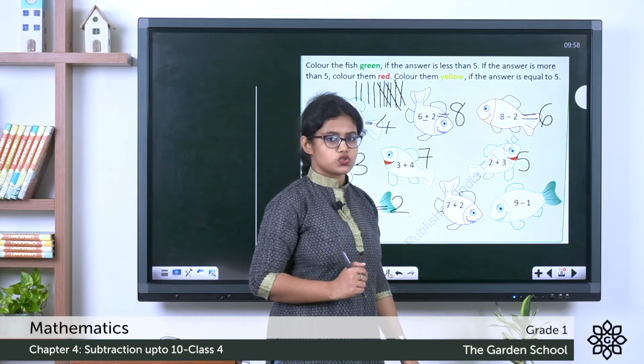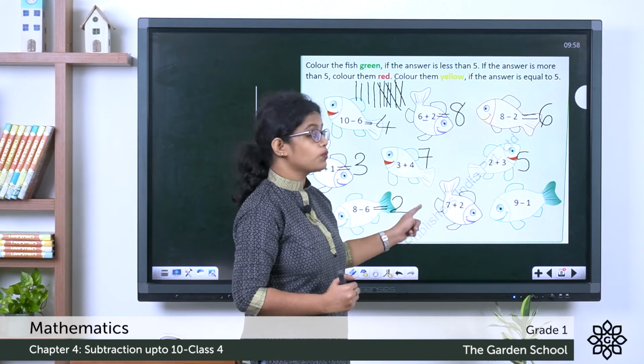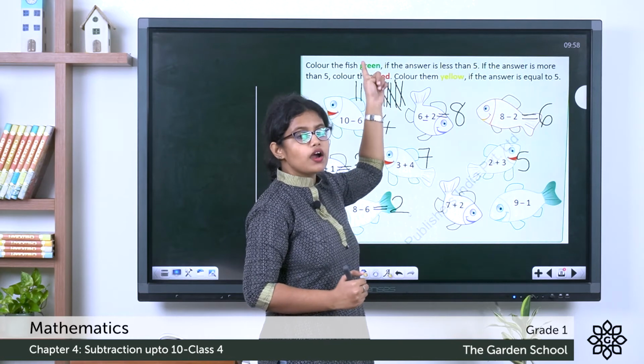What is 7 plus 2? 7 plus 2 equals 9. So is it more than 5 or less than 5? It is more than 5. So you have to color it red.